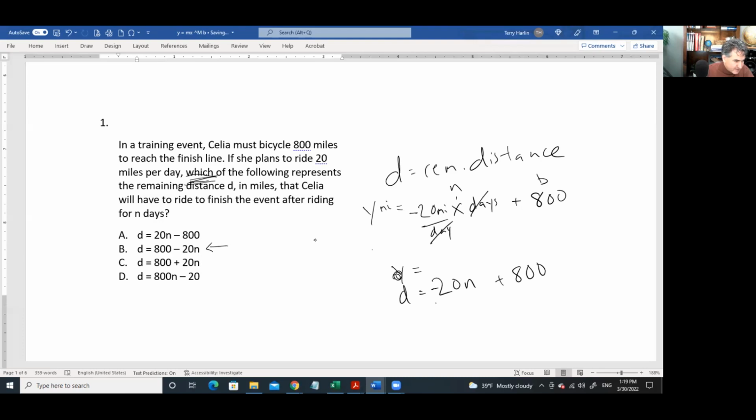So we look up here and we find that that is B. Now the numbers are turned around, but it's the same numbers. It's the correct numbers. So there it is.